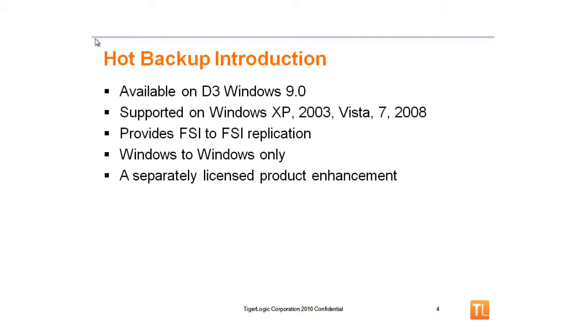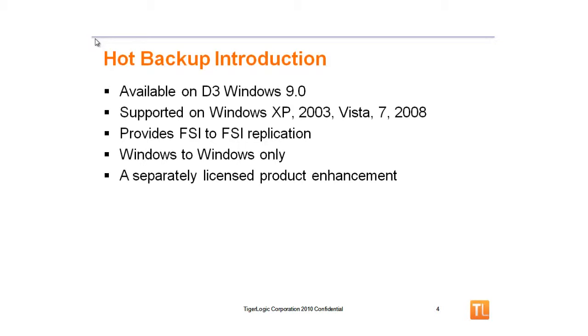D3 Windows Hot Backup, as I mentioned, is available on 9.0. It's supported on all the Windows platforms that D3 is supported on, from XP all the way up to 2008. It provides replication of data from the FSI to the FSI, so it's FSI to FSI only. So it's Windows to Windows only. You can't run Hot Backup from a Windows machine to a Unix machine. It has to be Windows to Windows. And it is a separately licensed product enhancement.